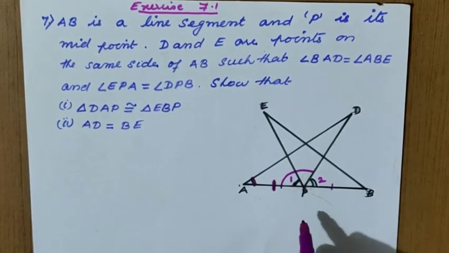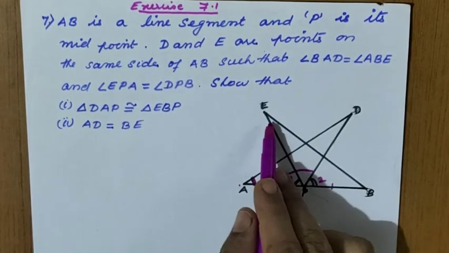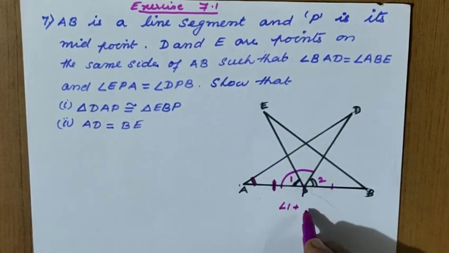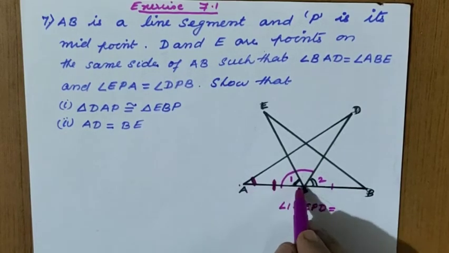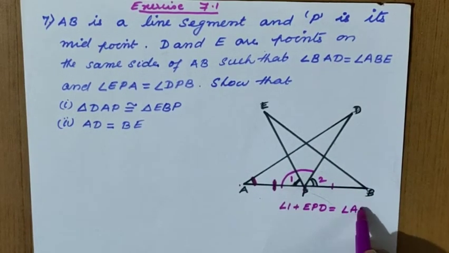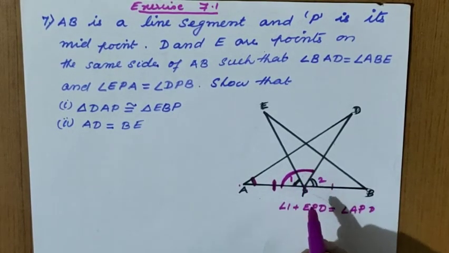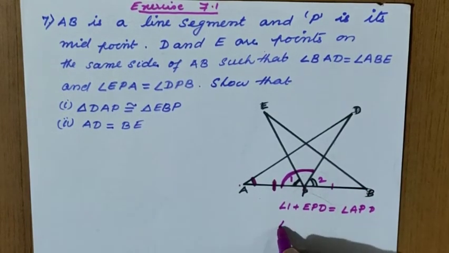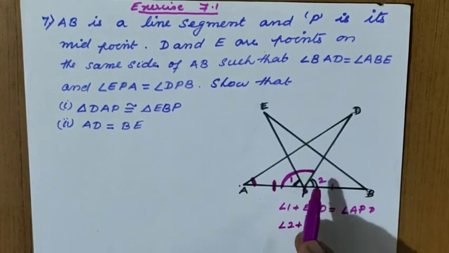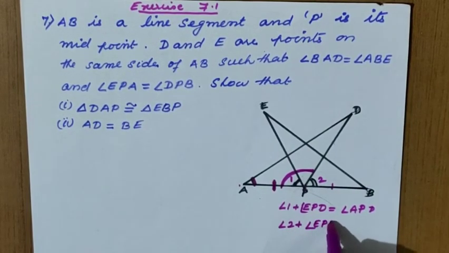So like the previous question, angle 1 and then the small angle should be added. What is that one? EPD. The final result is APD. Angle APD. See that one? APD. So the whole angle we will get. Similarly for this triangle also, angle 2 plus angle EPD should be added. Then what is the result?